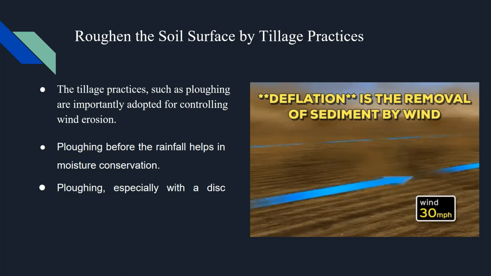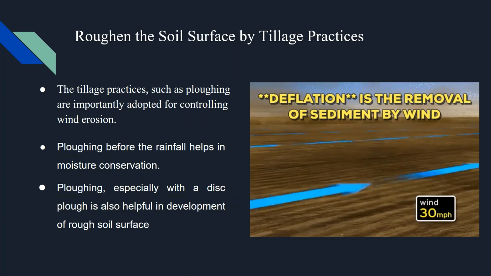Plowing, especially with a disc plow, is also helpful in development of a rough soil surface, which in turn reduces the impact of erosive wind velocity. Both the above effects are helpful in controlling the wind erosion. Surface roughing should only be considered when there is insufficient vegetation cover, less than 50%, to protect the soil surface, or when the soil type will produce sufficient clods to protect the surface.